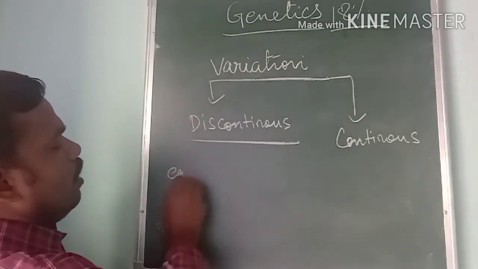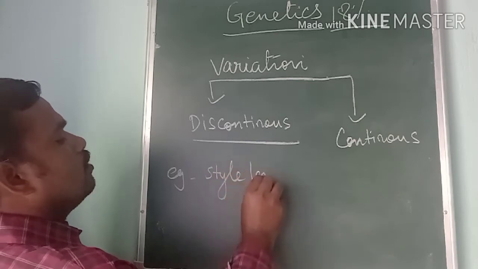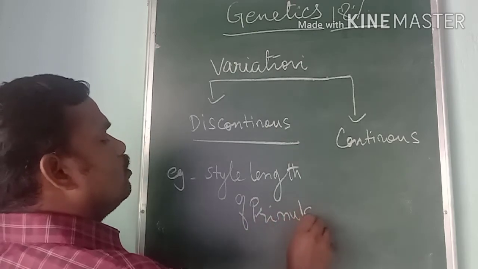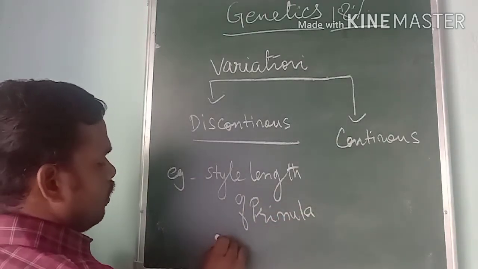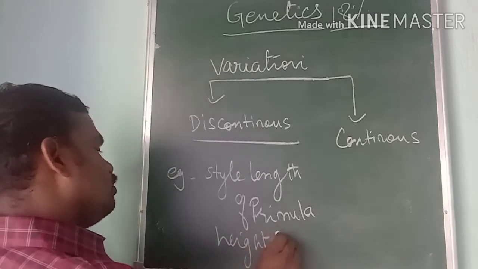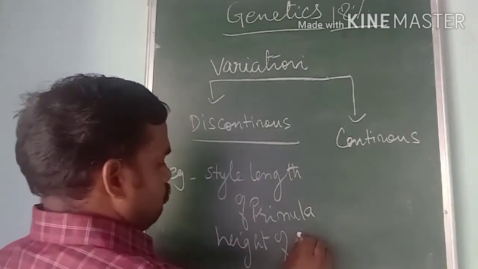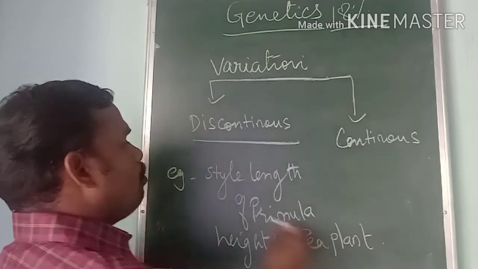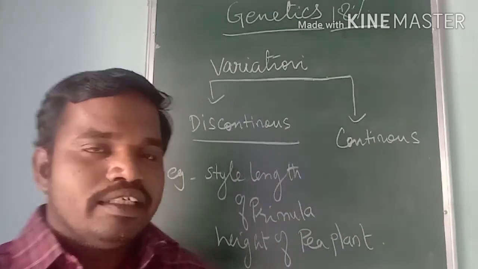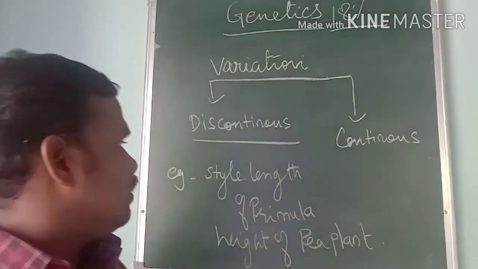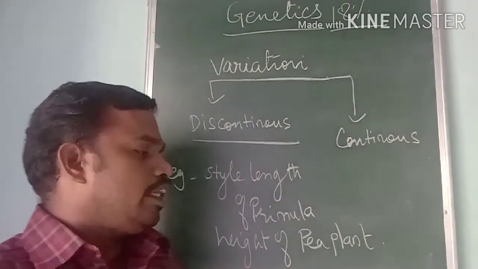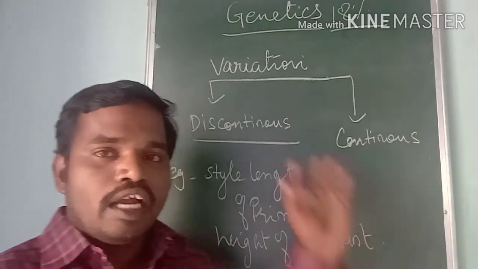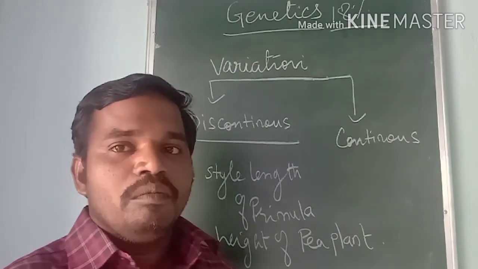Examples are the style length of primula as well as the height of plants. This is the example for discontinuous variation. The variations are limited within the population. Example: style length of primula, height of plants. These will not give any intermediate products. In discontinuous variation we won't find any intermediate products.